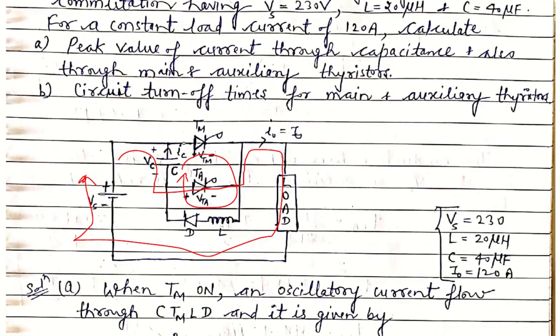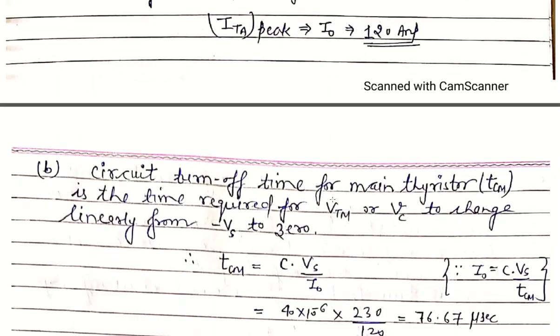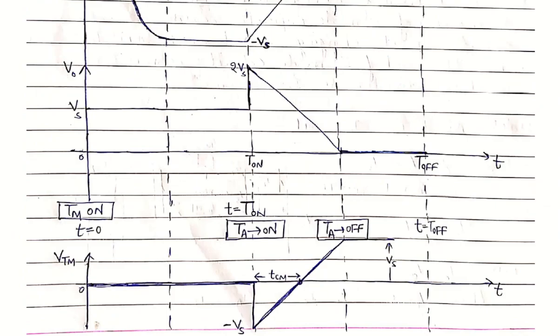What we have to find is the circuit turn-off time for the main and auxiliary thyristors. So the circuit turn-off time for the main thyristor, that is TCM, is the time required for VTM, the voltage across the main thyristor, or VC, the capacitor voltage, to change linearly from minus Vs to 0. See in the waveforms of class D commutation, you can easily understand what I want to say.